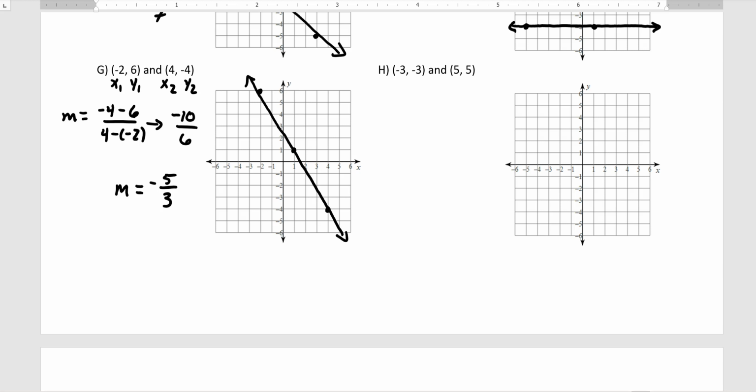Fantastic. All right, last one. Why don't you try this one on your own? H: (-3, -3) and (5, 5). Go ahead, I'll give you a minute. Pause the video and do your best, and then let's check it together.